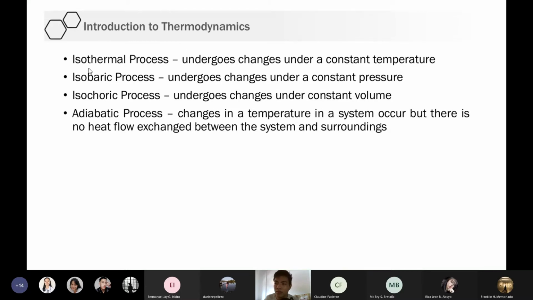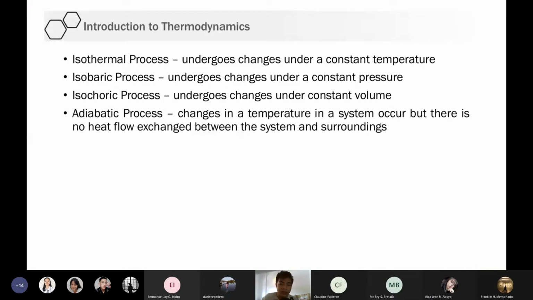Other processes are called isothermal, isobaric, isochoric, and adiabatic. So when you say isothermal, pag sinabing iso, that is equal. Pag sinabing thermal, temperature. So equal yung temperature. Ibig sabihin, walang pagbabago sa temperature. So there are thermodynamic processes that undergo isothermal processes. Ibig sabihin, nangyayari yung conversion ng energy na hindi nagbabago yung temperature.